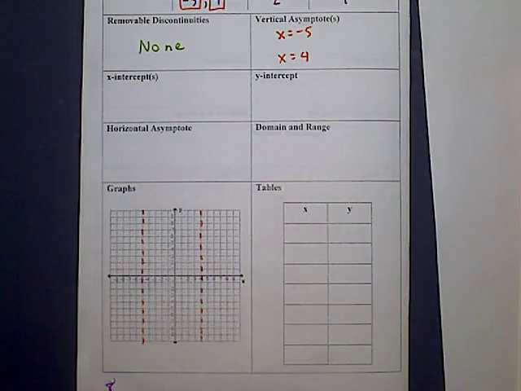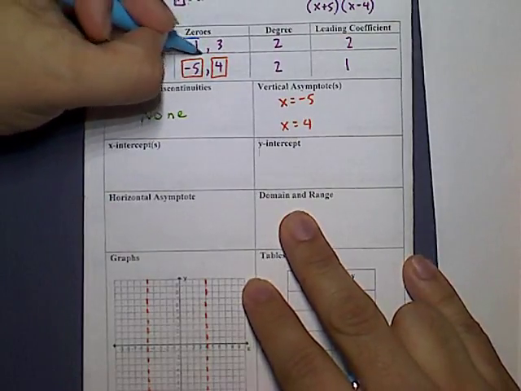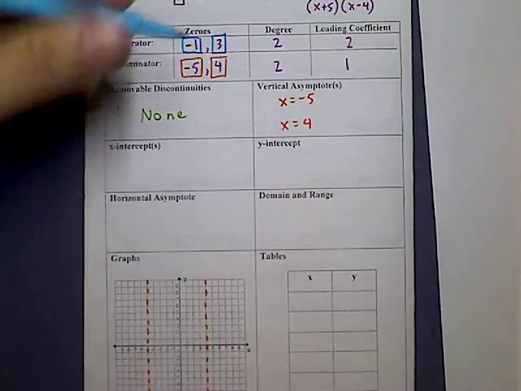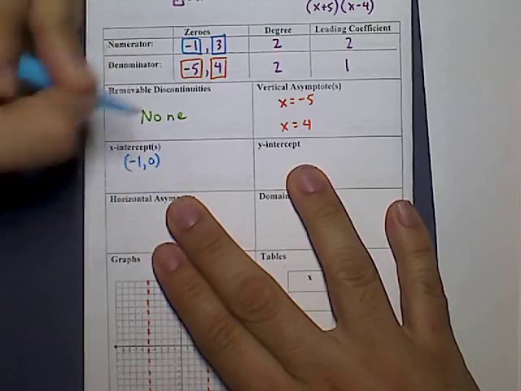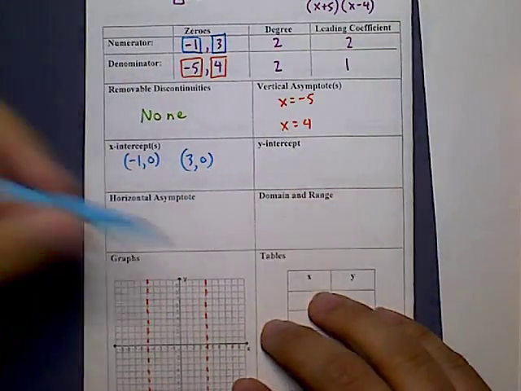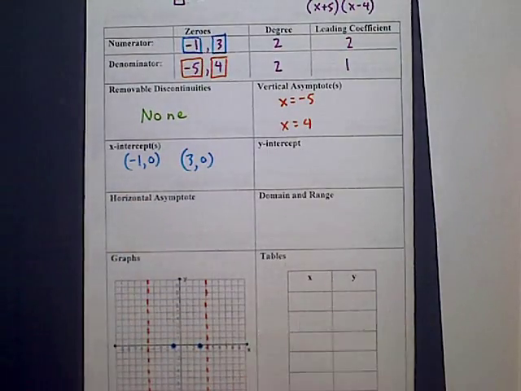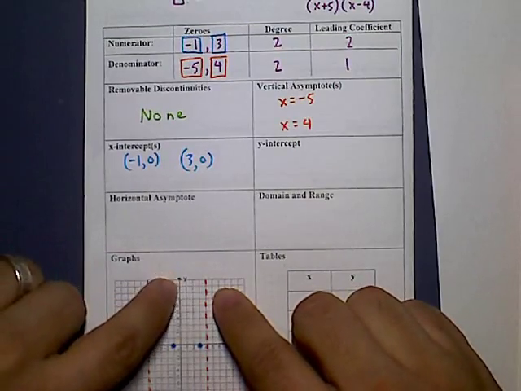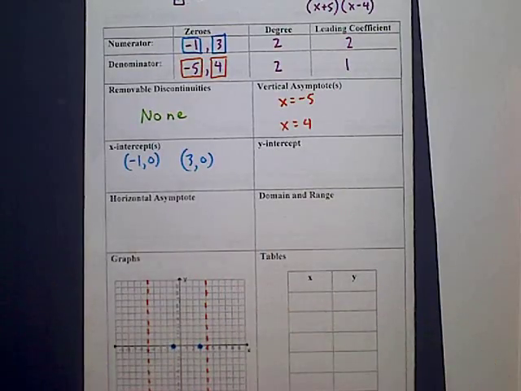The x-intercepts are the zeros that are only in the numerator, -1 and 3. So our x-intercepts are going to be (-1, 0) and (3, 0). And I'm going to go ahead and plot those as well, (-1, 0) and (3, 0). The y-intercept, let's go ahead and make sure we don't have any discontinuities on our y-axis. There are no asymptotes or holes on here, so we are going to have a y-intercept.